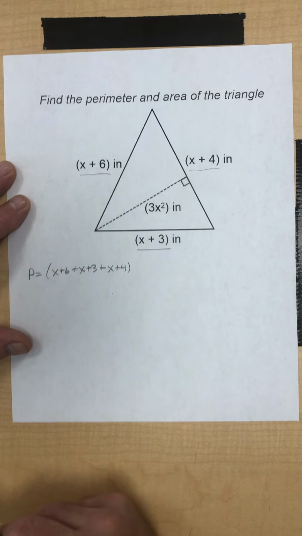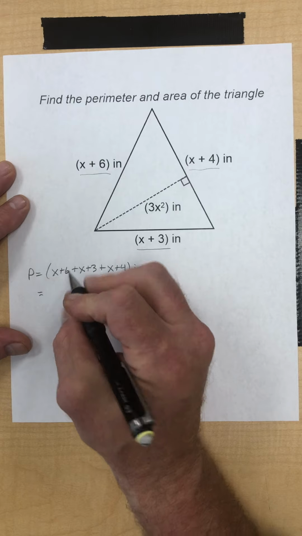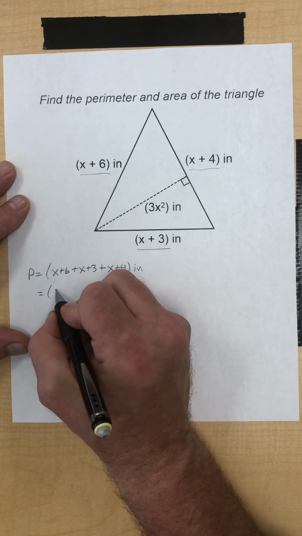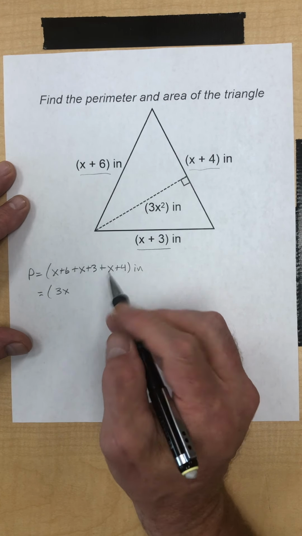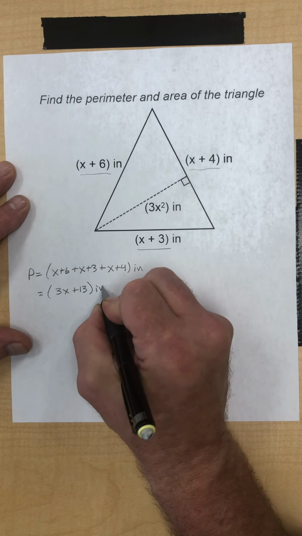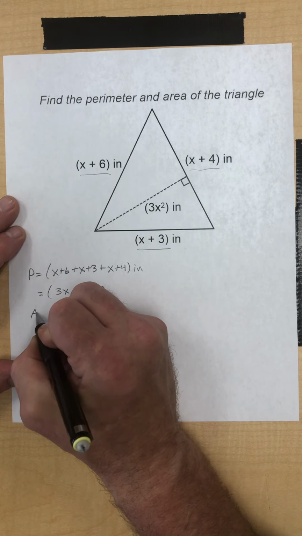And remember, perimeter is linear units, so it's just inches. So all we have to do is collect similar terms. So x plus x plus x is 3x. And then 6 plus 3 is 9, plus 4 is 13. So I just get 3x plus 13 inches. Okay, now we do area.